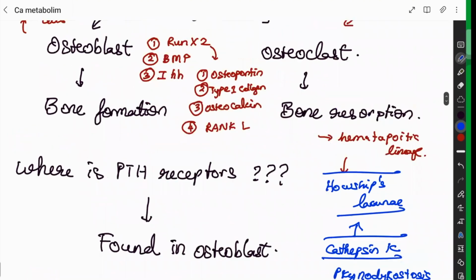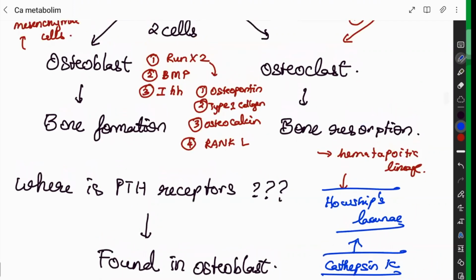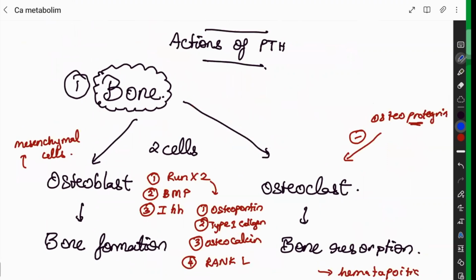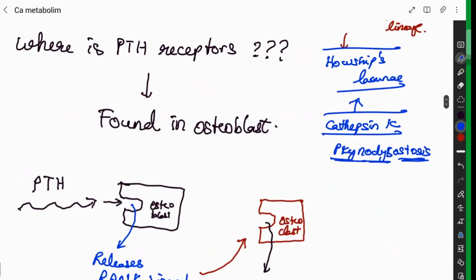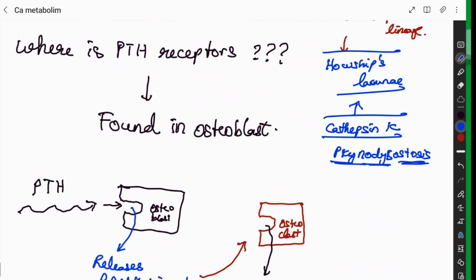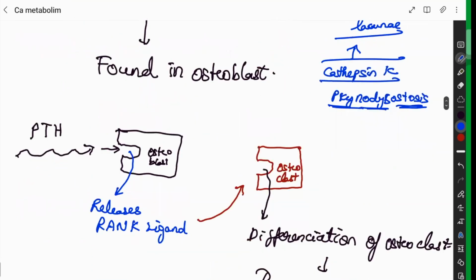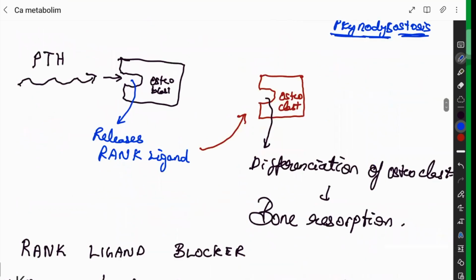Now coming back to your parathyroid hormone. You know that parathyroid hormone is very necessary, because it is going to act on the osteoblast. How, let us see. Your parathyroid hormone is secreted and comes to the osteoblast. On the osteoblast you have a receptor for parathyroid hormone, and the hormone comes and sits on that receptor. Once it sits, it is going to release RANK ligand. This RANK ligand goes to the osteoclast and leads to differentiation of your osteoclast, which causes bone resorption.